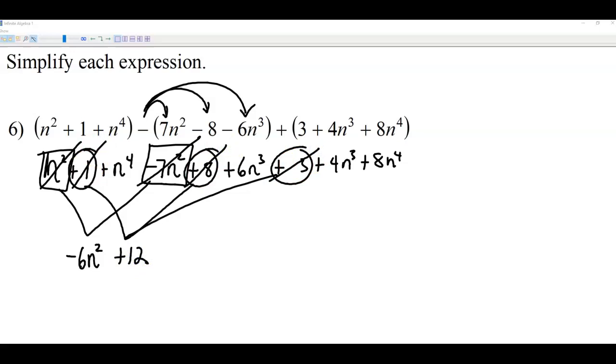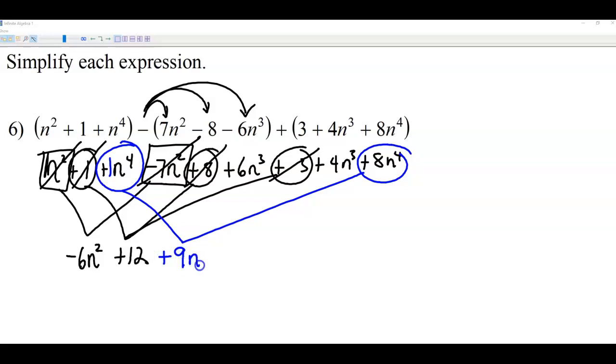Next we've got n to the 4th. So we're looking for other terms that have an n to the 4th. I see one over here. And once again, if there's no number in front of the variable, we can imagine there being a 1 there. So 1 plus 8 is 9 n to the 4th.